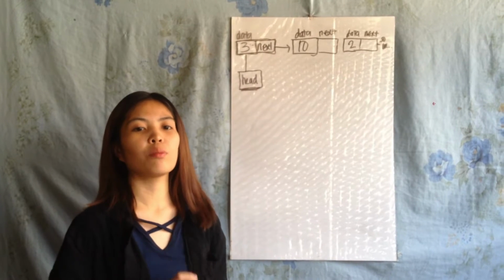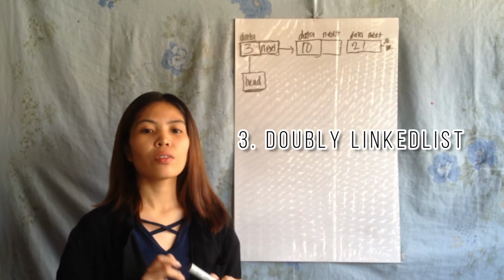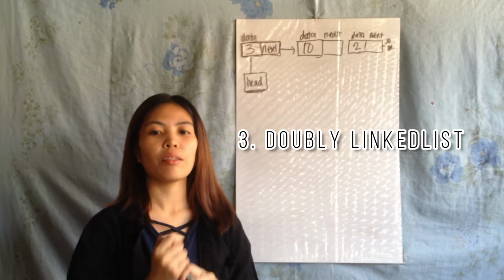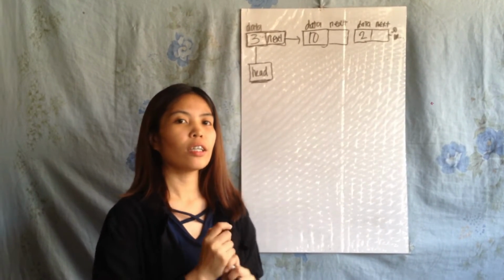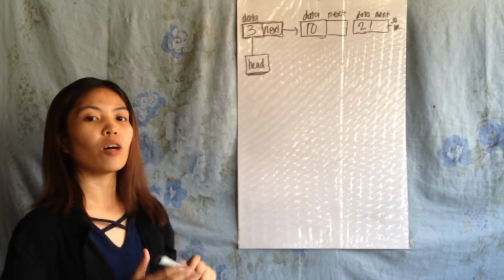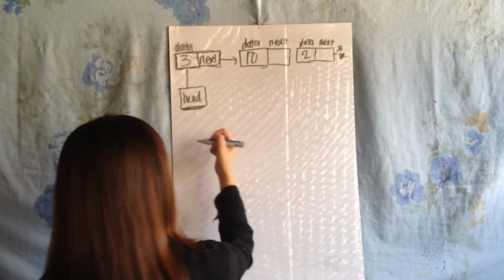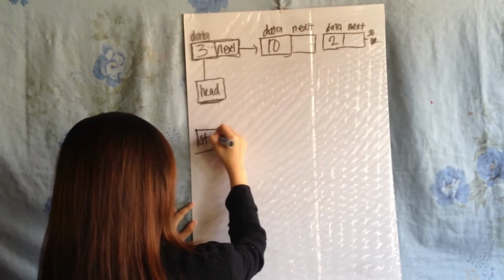So, for the third one, meron tayong doubly linked list. Yung doubly linked list is for forward and backward siya. Unlike dun sa simple linked list na for forward only. So, ganito siya para sa doubly linked list.